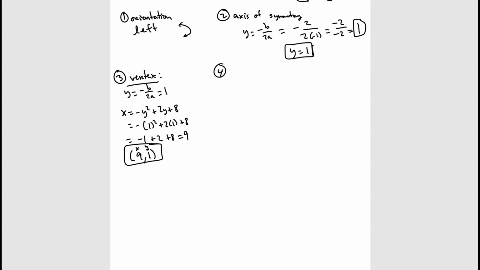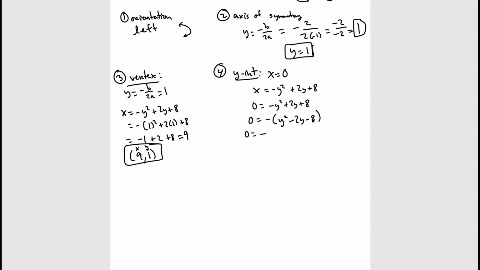And now the fourth thing that we want to look at is the y-intercepts. My y-intercepts happen when my x is equal to 0. So we're going to set x equals negative y squared plus 2y plus 8, and set this equal to 0. You can easily use the quadratic formula if you'd like. Instead, I'm going to factor. So I'm going to factor out a negative first so I can make this positive. Then I'm going to have 0 is equal to negative, and then I'm going to factor all of this.